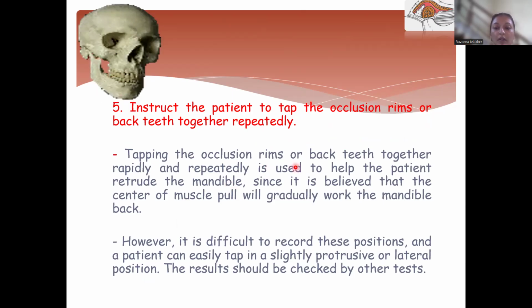Tapping the occlusal rims or back teeth together rapidly and repeatedly is used to help the patient retrude the mandible, since it is believed that the center of muscle pull will gradually work the mandible back. However, it is difficult to record these positions, and a patient can easily tap in a slightly protrusive or lateral position. So, this should be checked with other tests.